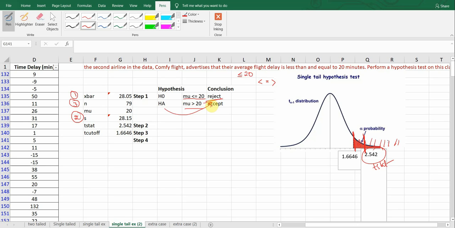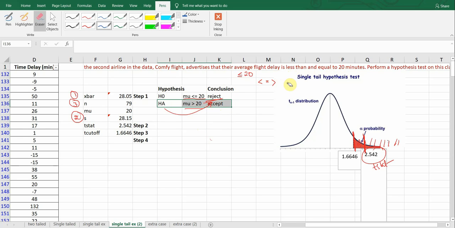My interpretation will be that since my t-stat value lies in the rejection region, I will accept my alternate hypothesis, which means that the claim which is made by the Comfy flight is not true, because Comfy flight is assuming that it is having an average flight delay of less than or equal to 20 minutes, which we have rejected. So the claim made by the Comfy flight is not true, since we accept the alternate hypothesis.